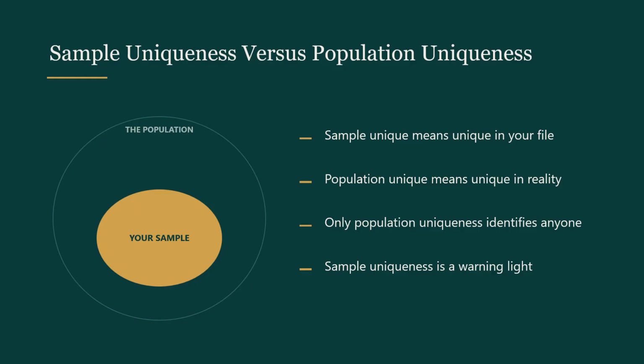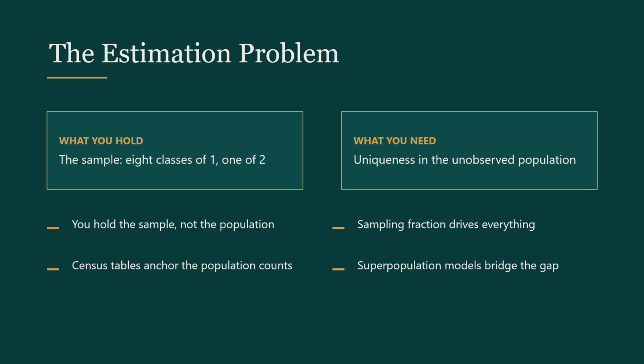An expert who reports sample uniqueness and stops has reported the warning light, not the fire, and has almost certainly overstated the risk, which sounds conservative, but is its own kind of error, because it pushes you to destroy utility you did not need to destroy. The professional question is how many of your sample uniques are population uniques, and you cannot answer it by looking at your file. So how do you estimate a property of a population you cannot see?